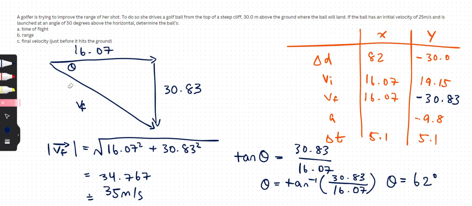Anyways, now you get the answer, which is 35 meters per second. And the way to describe the direction is you go east, and then if you draw a coordinate system here, it's angling towards the south because this is south. So it's going to be east and then 62 degrees south.